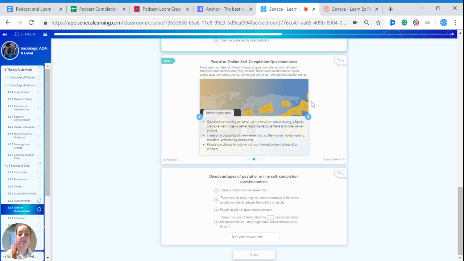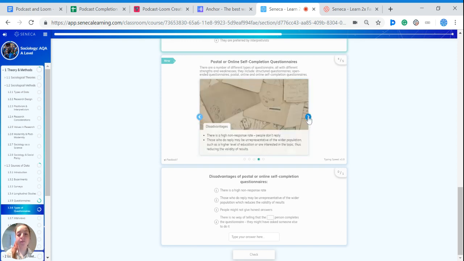Questions concerning personal, controversial, or embarrassing subjects are more likely to get a better response because there is no interviewer present. There is no possibility of interviewer bias, so they remain objective, and therefore they are preferred by positivists. People can choose to reply or not to reply, so informed consent is less of a problem.